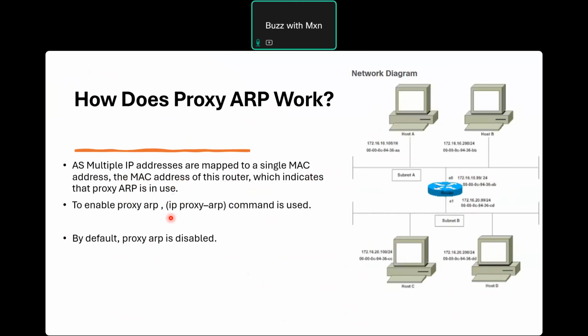So how to enable this proxy ARP? You make use of this command, the ip proxy-arp command, in the command line interface. By default, proxy ARP is disabled. It is not enabled on the router interfaces. It is disabled so that it won't cause any security hazard or network problems. If you want to enable it, you can go ahead and enter this command in the command line interface and it will be enabled.